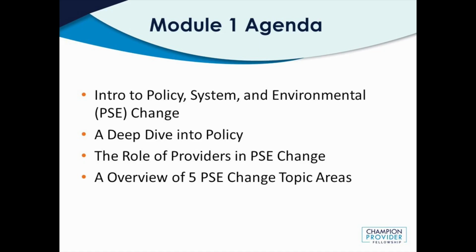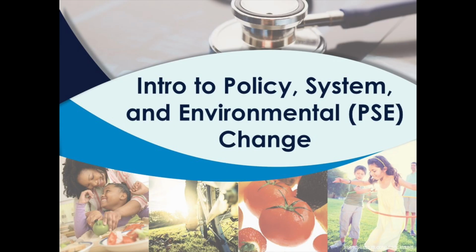Before we begin, pre-reading for this module consists of reading and reviewing the Champion Provider Fellowship PSE Playbook, implementing policy, system, and environmental change in our communities. Additionally, you will need a piece of scratch paper and a writing utensil. If you have not already completed your pre-reading, or you need to get a paper and a writing utensil, please pause this video and complete that now. If you are ready to move on, let's continue.